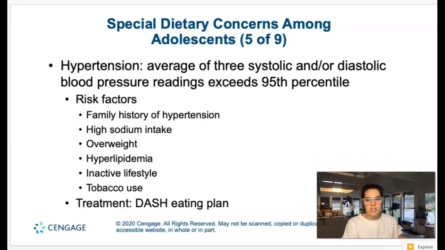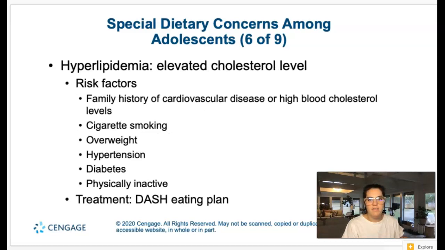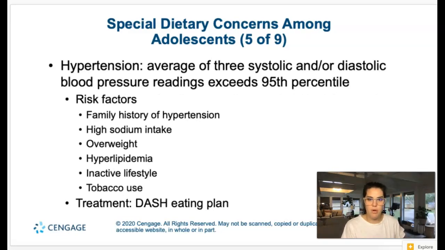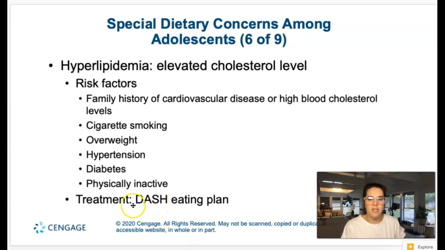So I previously mentioned that hypertension and hyperlipidemia, which is on the next slide, are important conditions that we have to consider in adolescents. These are associated with cardiovascular health, and we treat both of these conditions with the DASH eating plan. So this is the Dietary Approaches to Stop Hypertension. We'll talk a little bit more about this eating plan in the adult chapter, but it helps overall with cardiovascular health.